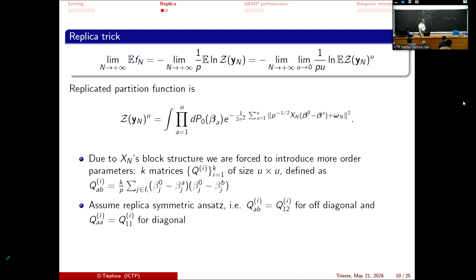Another important point is that we are assuming the replica symmetric ansatz, which also means that overlaps concentrate. So no matter what replicas we took in the beginning, if we took two different replicas, in the end the overlap will converge to the same quantity. So we are assuming that for each of these matrices, all diagonal elements will be the same, and all off-diagonal elements will also be the same. This also reduces the number of parameters that we need to work with.